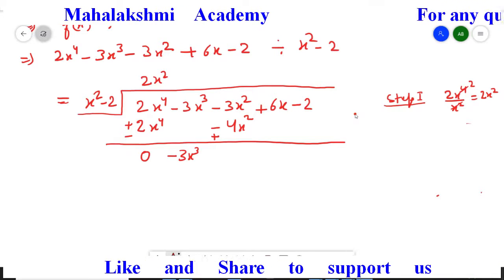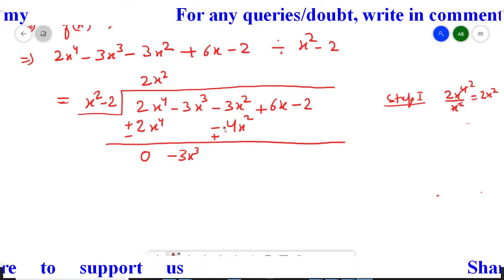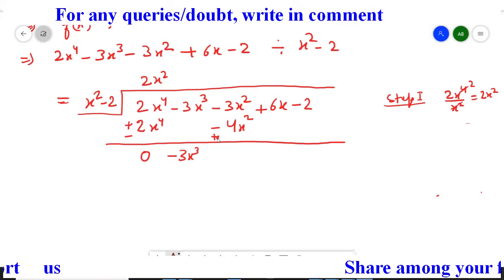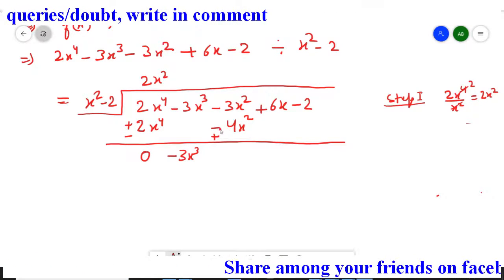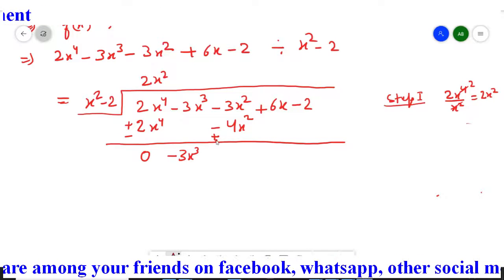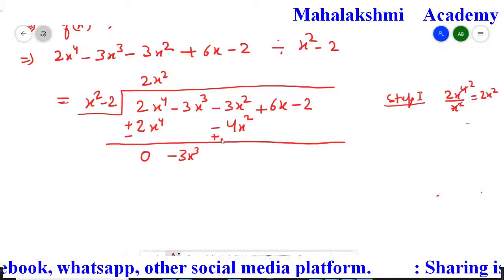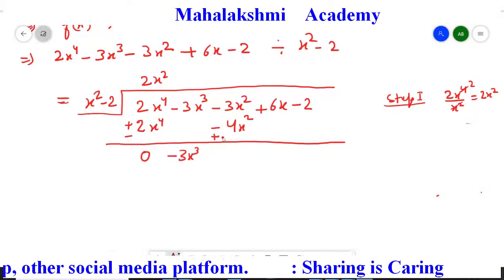In the same way, now here students, 3x square symbol is minus and 4x square symbol is plus. The new sign you have to consider. There is no use of this old sign, and its new symbol is plus sign. That's why 4x square symbol is plus. So it's minus and it's plus.